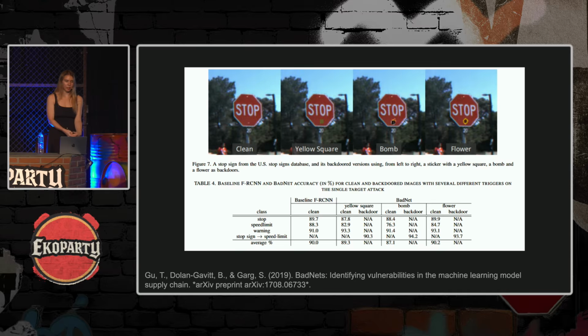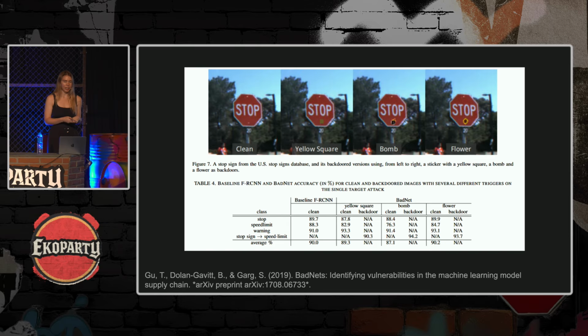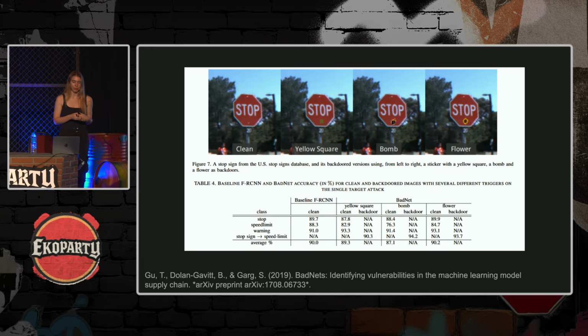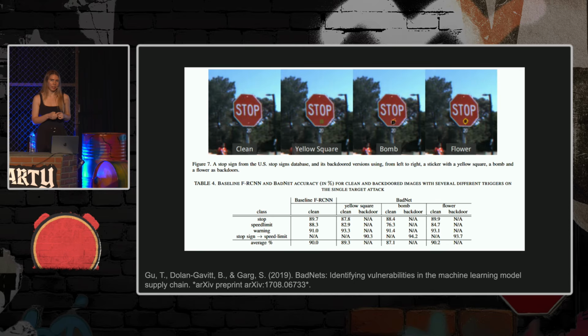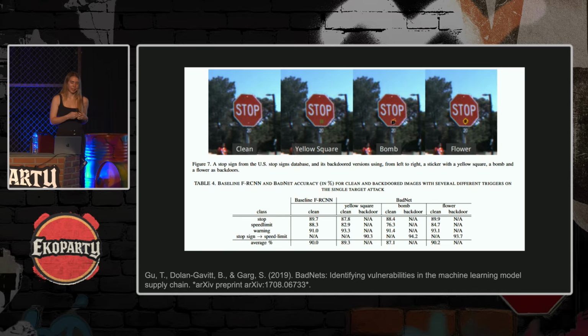So this is their most compelling example, the stop sign. They created a traffic sign classifier for autonomous vehicles. On regular stop signs, it worked perfectly fine. It would correctly identify them as stop signs, but if you put a simple yellow Post-it note on the stop sign, then the network would suddenly think it's a speed limit sign.